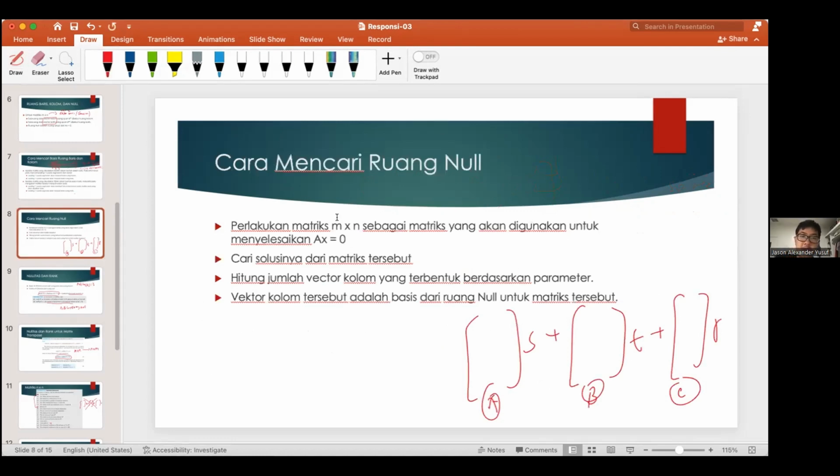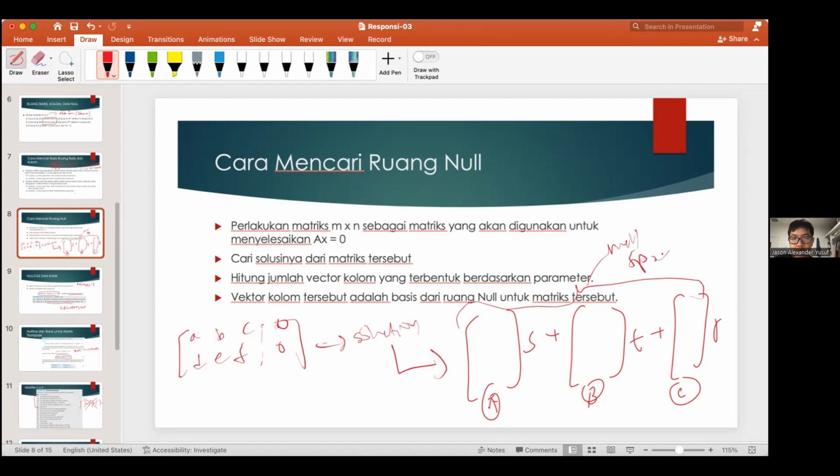Easy. So let's say you have a matrix M times N. You treat that matrix into this form. Let's say we have A, B, C, D, E, F. You treat it like this. Then you find the solution. Let's say this is the solution. How many vectors are there? As we can see here, there are 3, right? 1, 2, 3. Therefore, these vector columns A, B, and C consist of your null space.